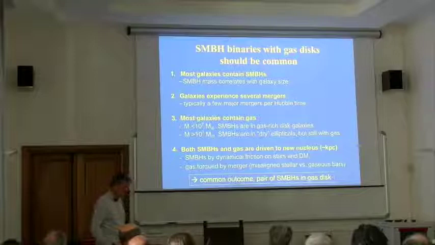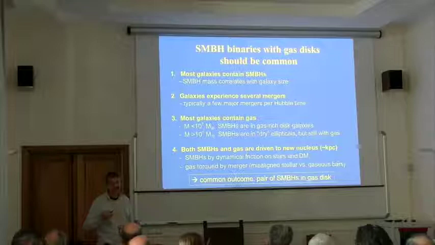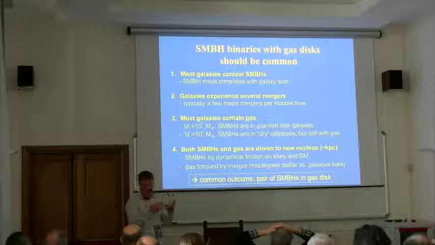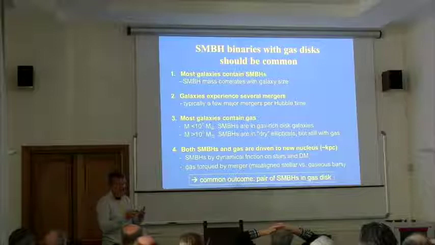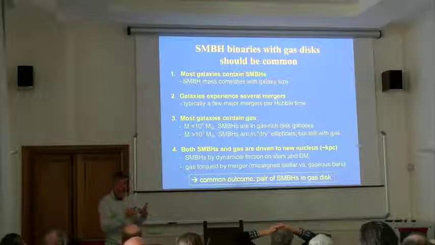So you can go through the argument like this. First of all, most galaxies contain black holes, as I said. And in the lifetime of a galaxy, there are typically several major mergers. So you expect pairs of black holes to be produced in the nuclei. Now, the same mergers which place the black holes in the center of a newly born galaxy are also known, very well, theoretically and observationally, to drive the gas into the center of the galaxy through tidal interactions and torques. This is well understood, and starbursts are observed in quasar nuclei.